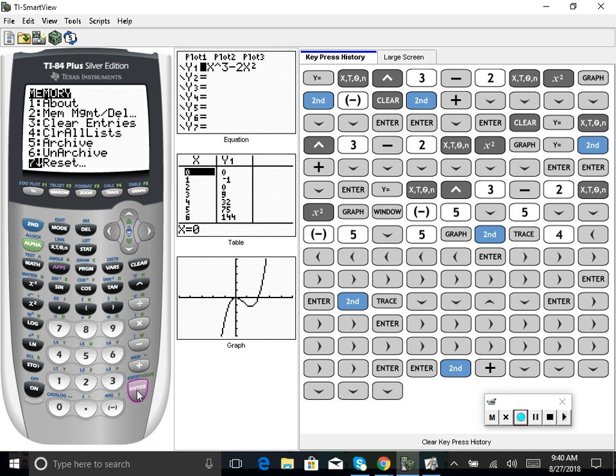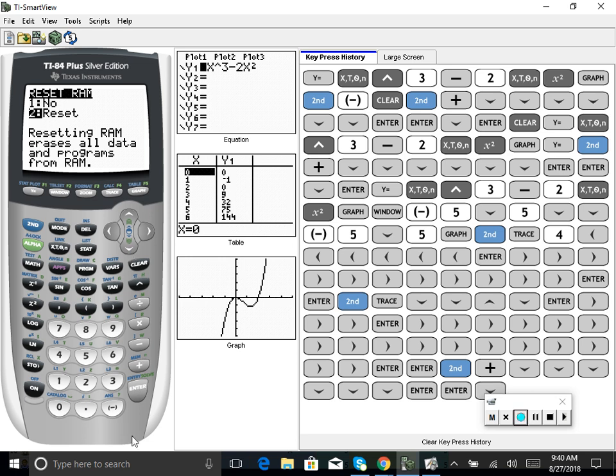And then hit enter. It's asking you, do you want to reset all the RAM? That just means all the information in there. Yes? So hit enter. If you have a game, though, it's going to erase it. Then go down to reset. We do want to reset it. Now you have a brand new calculator. So if your calculator ever wipes out, reset it. It's like having a brand new calculator.